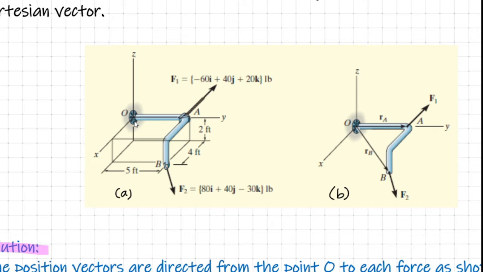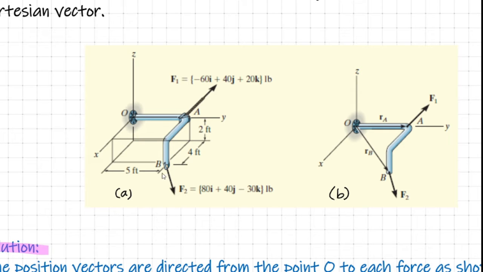We are asked to find what will be the turning effect produced by F1 and F2 combined about the point O, or we need to compute the moment of the forces F1 and F2 about the point O. One more thing I would like to tell you is that the forces F1 and F2 are already given in the vectorial or Cartesian format.